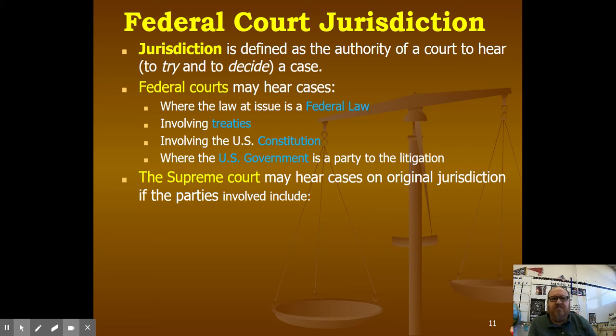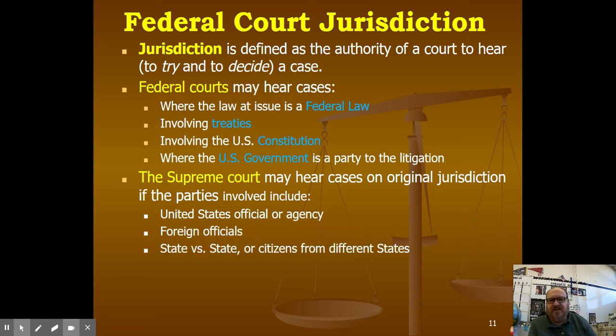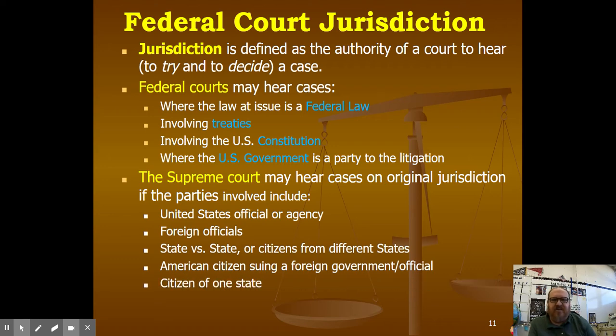The Supreme Court may also hear cases on original jurisdiction, if the parties involved include, again, a U.S. official or agency, foreign officials, state versus state or citizens from different states, citizens suing a foreign government, or a citizen of one state. Okay, so original jurisdiction means that they're the first to hear or to try the case.